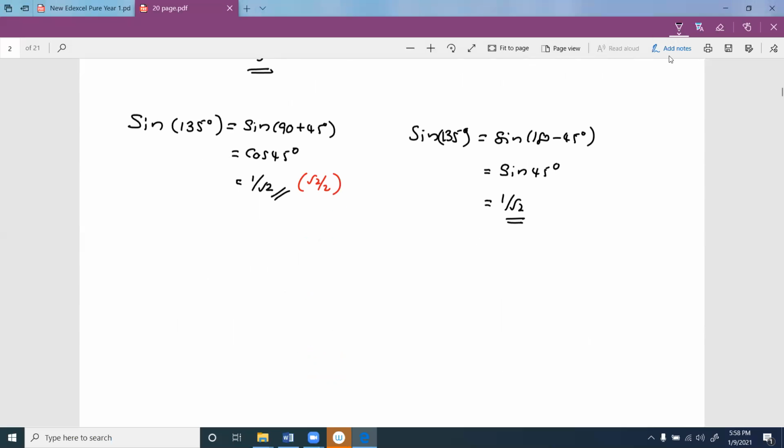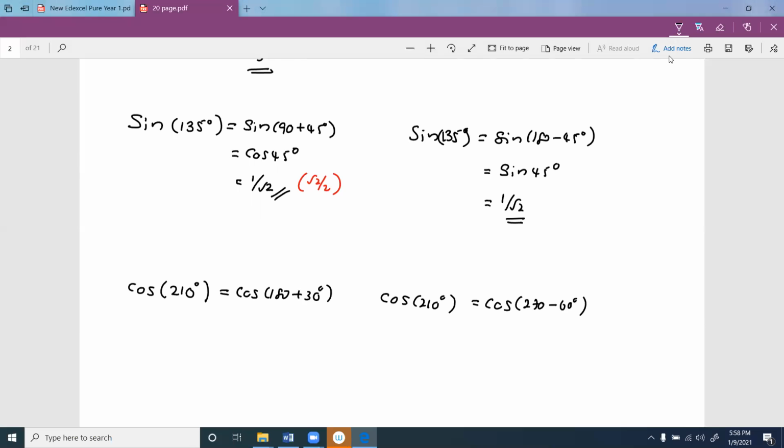Let's see if I need to find cos 210. You can use two approaches for cos 210. One approach is you can say this is cos of 180 plus 30. The other approach is you can say this is cos of 270 minus 60.